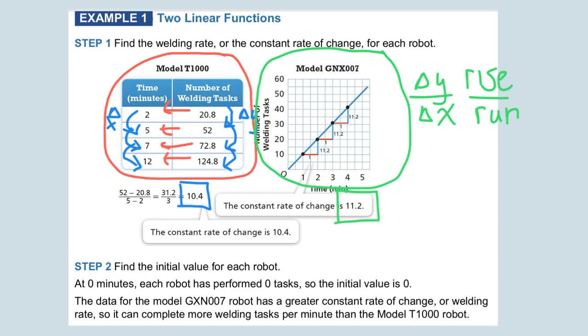Then we're going to figure out their initial value. That would be their y-intercept. So it would make sense in this situation that at 0 minutes, neither robot has done anything yet. So they are both going to be linear functions. They are going to go through the data point 0, 0. So the data for the model GXN007, if I was going to compare them, had the greater constant rate of change. So it would complete more welding tasks per minute than the model T1000 robot.